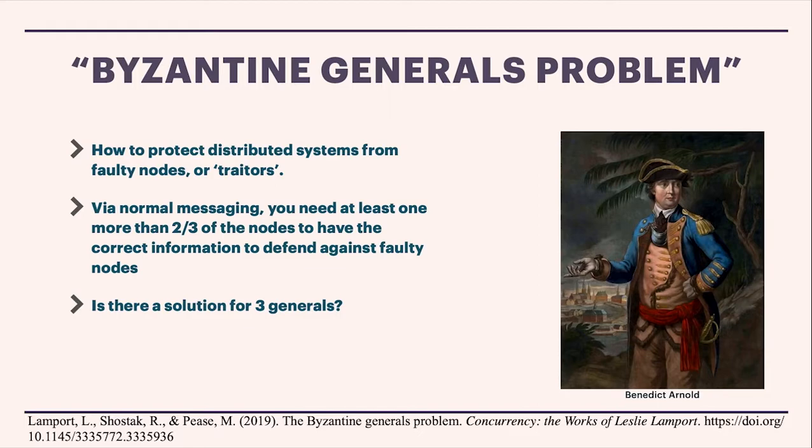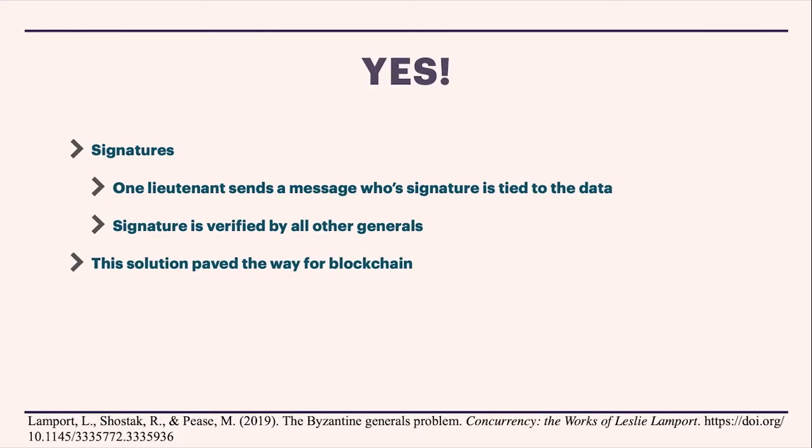But if there were only 3 generals, it's either all or nothing. You either have all 3 working in tandem or the system falls apart, because you either have everyone on the same page or no one on the same page, because 2/3 is not enough to fill the requirement. Which brings up the question, is there a solution for 3 generals or 3 nodes? And the paper says, yes, there is. And the solution is to use verifiable signatures.